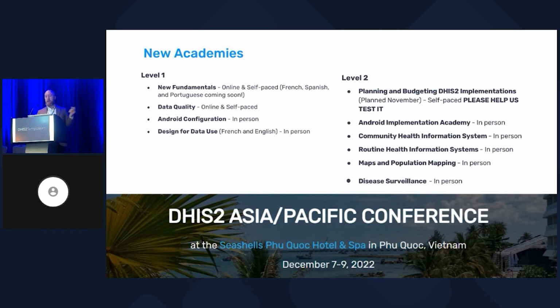We also have an Android Implementation Academy, Community Health Information Systems Academy, Routine Health Information System Academy. We have a very new Maps and Population Mapping Academy, which is going to be pretty cool. And we have a Disease Surveillance Academy as well. If you are looking for a reason to escape DC in December, we have our first ever DHIS2 Asia and Pacific Conference coming up.